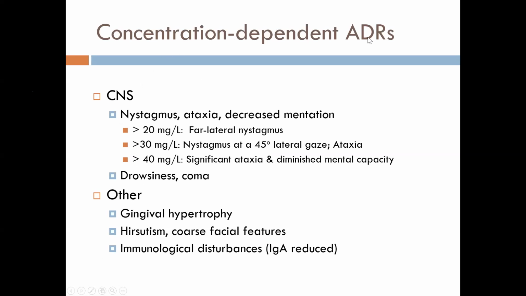There are concentration-dependent adverse drug reactions, which again, I think you should always know if you're dosing a patient. You can have CNS effects. That's probably the most common thing we're going to see. The therapeutic range is 10 to 20. So as you get to the high end of the therapeutic range, you're going to see a far lateral nystagmus. And then as you go up, you're going to see that nystagmus become more pronounced. You'll also see ataxia. And as you get higher, you'll see significant ataxia, diminished mental capacity, drowsiness, coma. You can also have seizures from this drug.